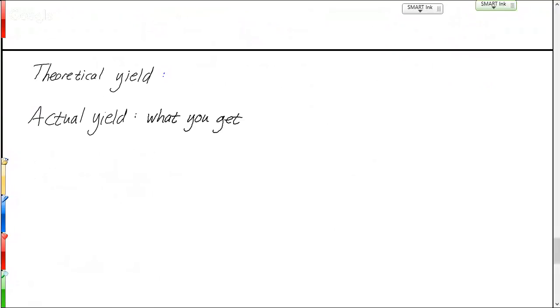So the actual yield is what you get. The theoretical yield is, well, let's rewrite that a little bit. Theoretical yield is the most you could possibly get.